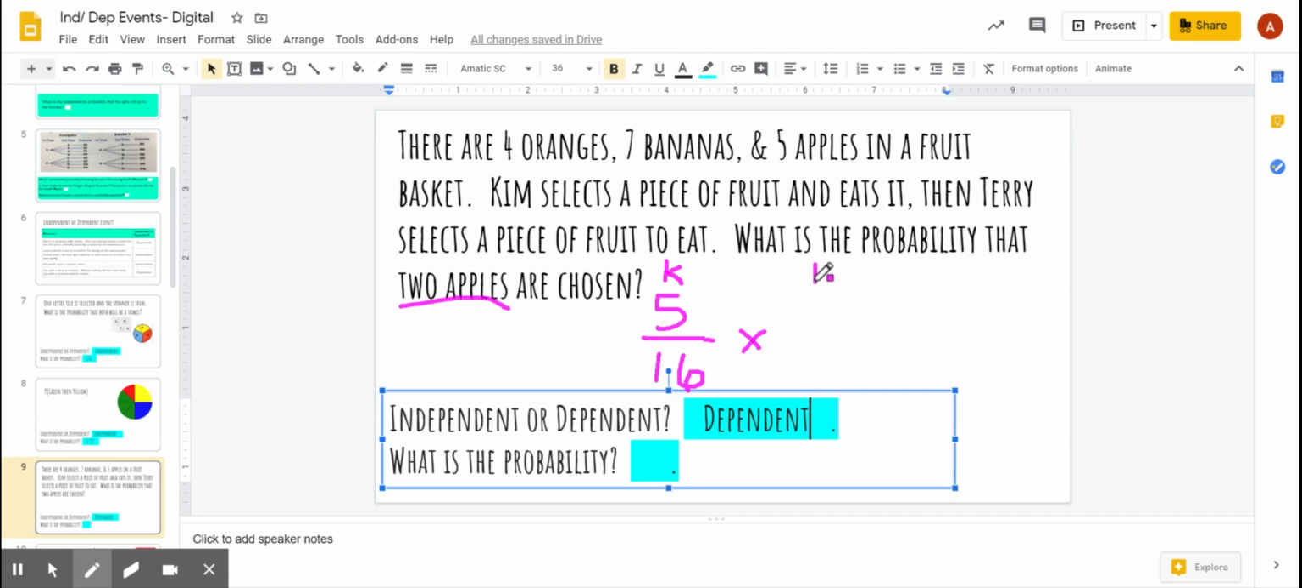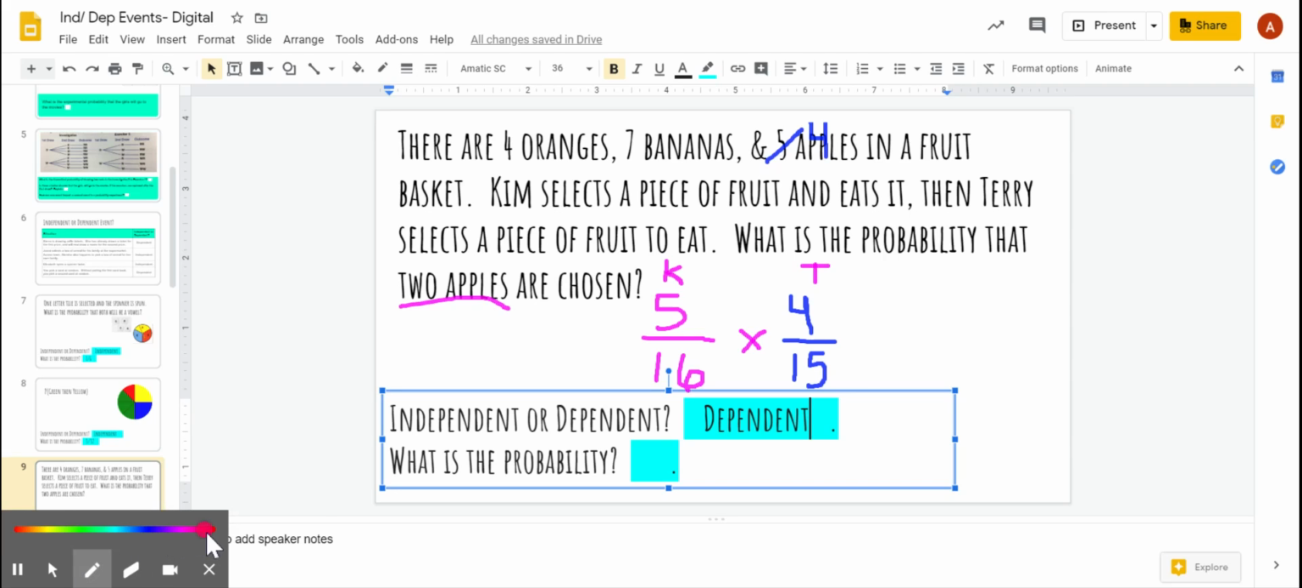And then for Terry, well, remember, Kim has now eaten one of the apples. So this is not 5 apples anymore. It's only 4. So for Terry, we only have 4 apples left for that person to possibly choose. And not only that, but there's 1 less piece of fruit total in the basket. So it's out of 15 instead of 16. This is where it gets a little tricky, these dependent events. You've got to think about how it changes your numbers here. There's 1 less apple, there's 1 less piece of fruit.